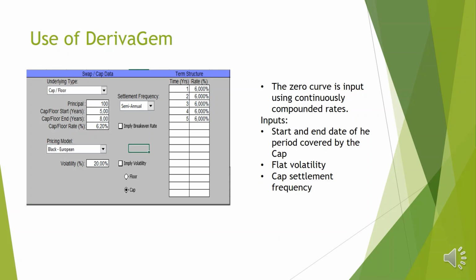Derivation can be used to price interest rate caps and floors using Black's model. So, in the worksheet named cap and swap option, we have to select cap floors as the underlying type and the Black European as the pricing model, as is shown in the present slide. Here, the zero curve input uses continuously compounded rates, and the inputs of the model are the start and end of the period covered by the cap, the flat volatility, and the cap settlement frequency.